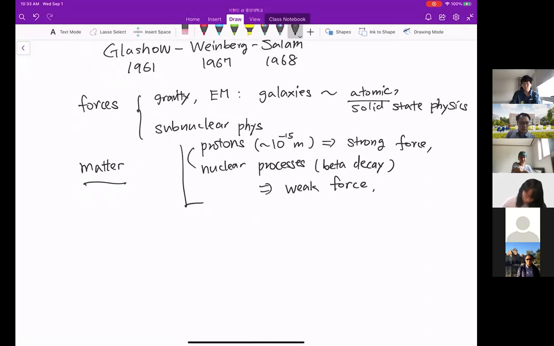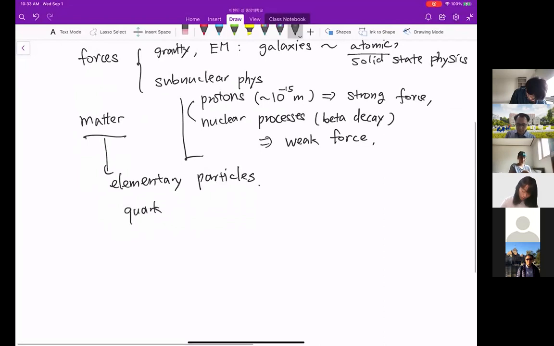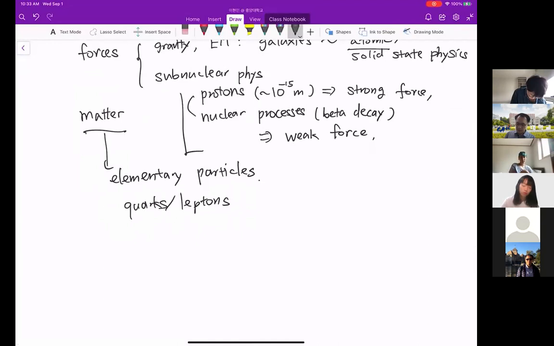The matter is composed of elementary particles. Elementary particles in the standard model are quarks and leptons. But there is also the Higgs, which is more of an additional force, a scalar force. So, quarks and leptons.